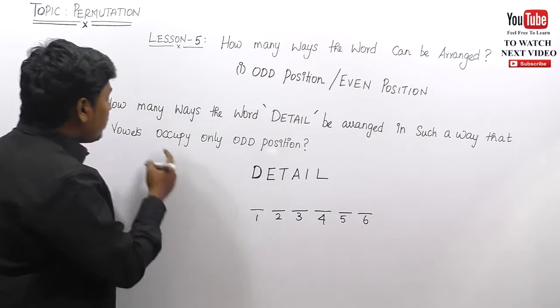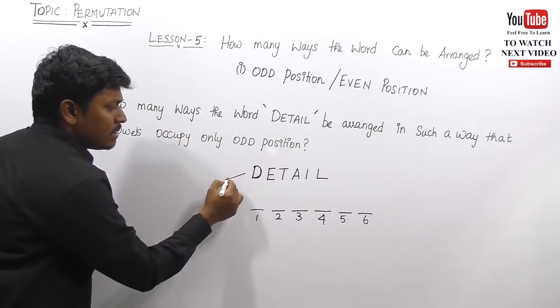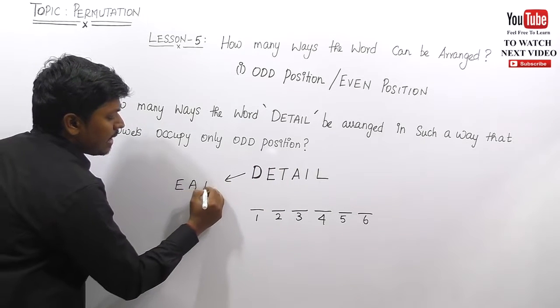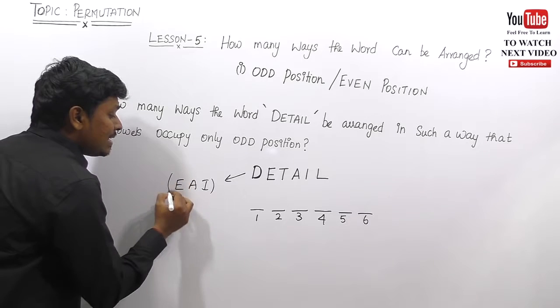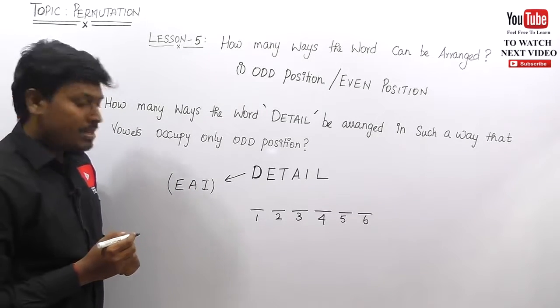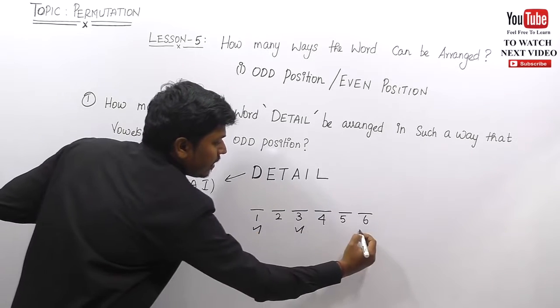And they are talking about vowels occupying the odd positions. Just see how many vowels there are, friends. The vowels are E, A, I, right? So these three vowels, E, A, I, should occupy only odd positions. And see how many odd positions there are: 1, 3 and 5.